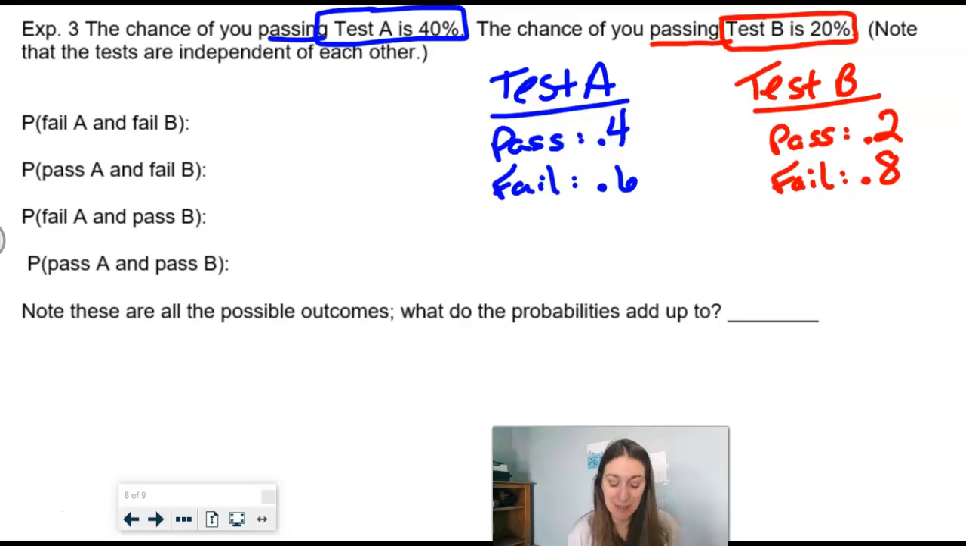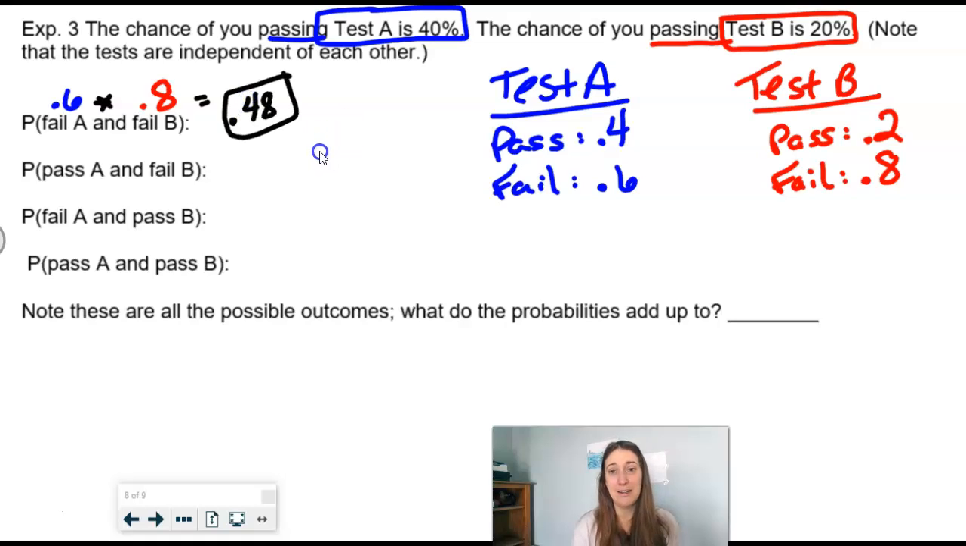Yikes. Okay. So look at these two probabilities, and we're just going to multiply them together. So if we're going to fail A, so that would be this guy here, so 0.6. And then we're going to fail B, which is 0.8. And we multiply these together, you're going to get 0.48. So almost 50% of you failing both tests.